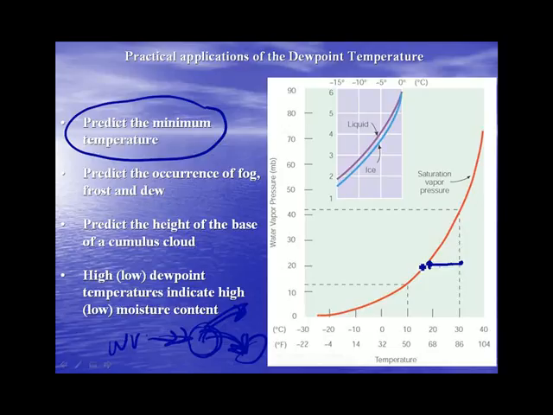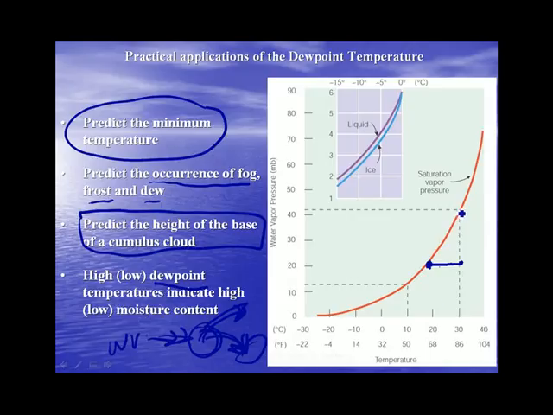So, if we have conditions with clear skies and light winds, oftentimes the temperature will cool down to near the dew point temperature. As you're going to learn in the Chapter 5 module, you can use the dew point to predict the occurrence or non-occurrence of fog, frost, and dew. We can also predict the height of the base of a cumulus cloud by looking at dew point temperatures, although for this particular course we will not be doing that. And we can also look at dew point temperatures as an indication of high and low moisture content.